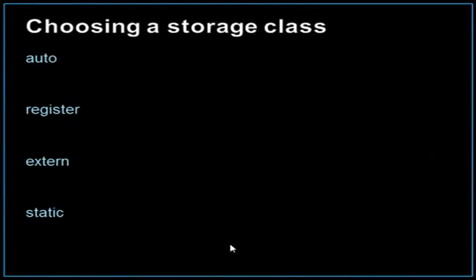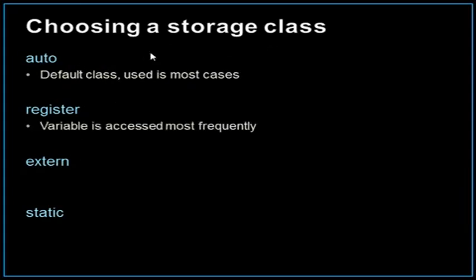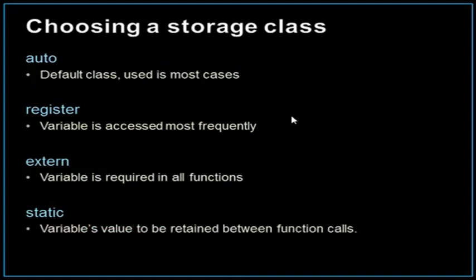Now, you have a choice of choosing a storage class. When do you choose auto, register, external, or static? Auto is the default class, so it is used in most of the cases. You use register when the variable is accessed most frequently, to reduce the access time. External if it is required in the whole program, by all functions of your program. Static when the variable's value is to be retained between function calls.